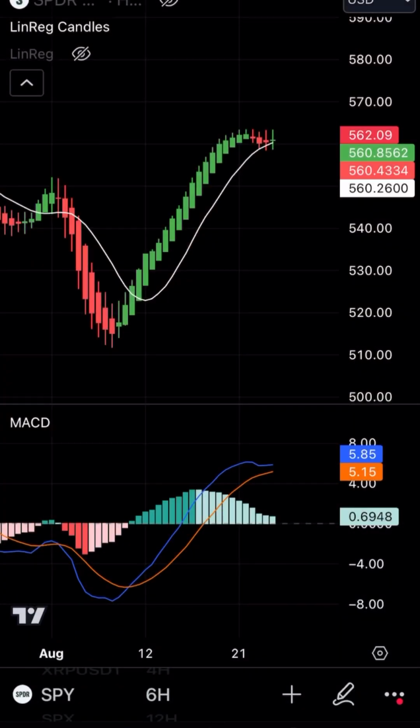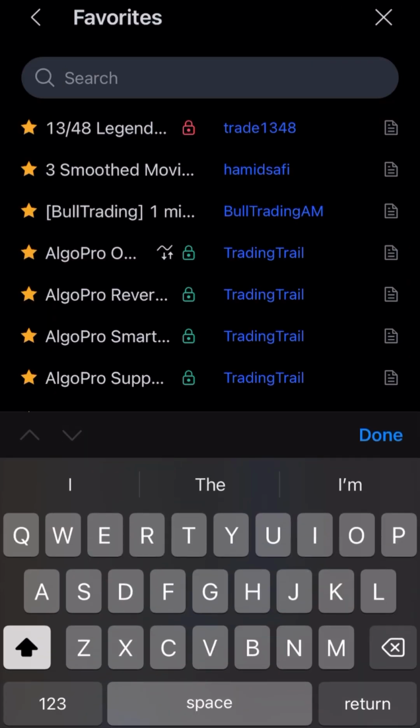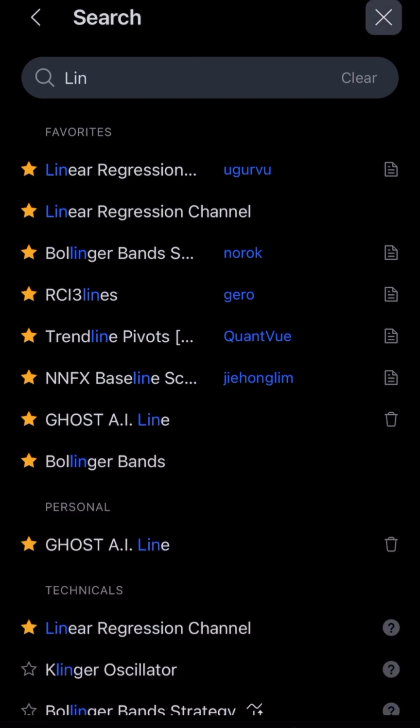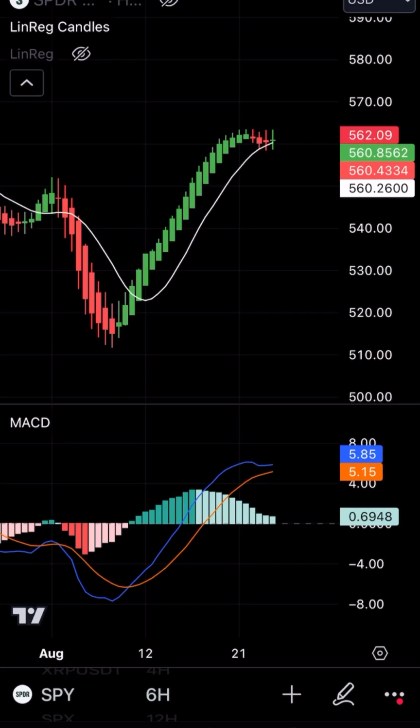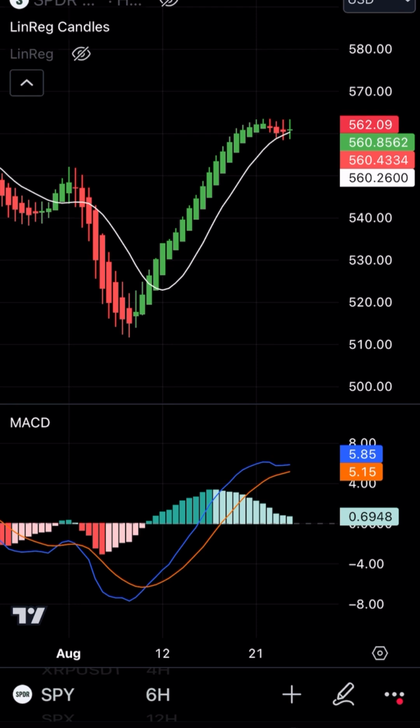To start off the strategy, you're going to have to load up two indicators. You've got the linear lines, and I've made videos about this. It's pretty simple. You just go to your indicators and go to linear regression. You click that, and once you have that, you hide your candles, and then you load up your MACD. Those are the only two you need for this strategy.